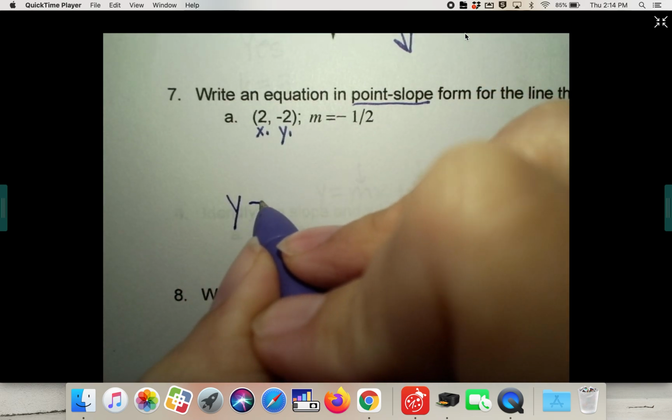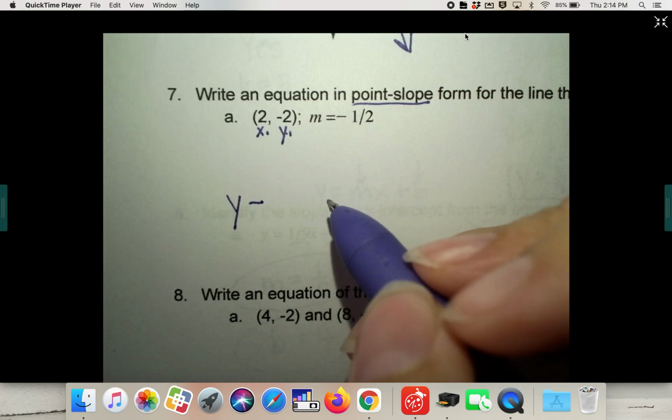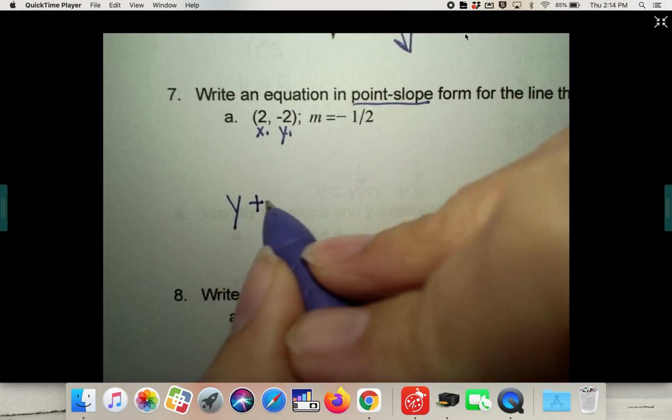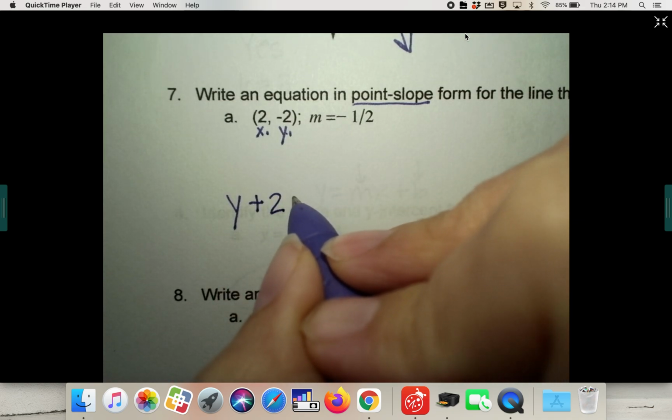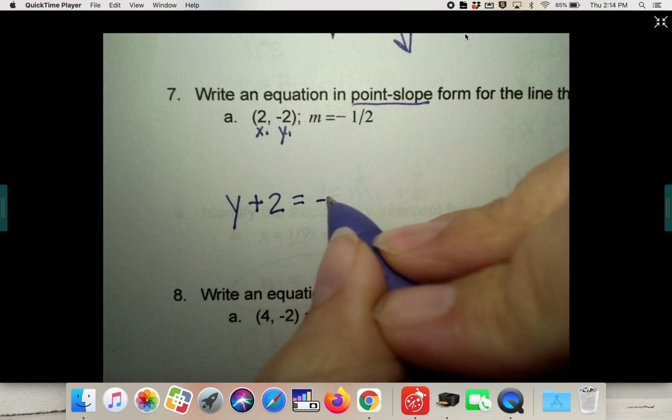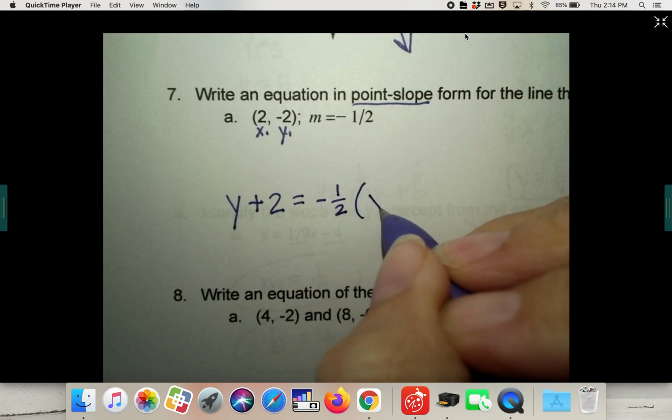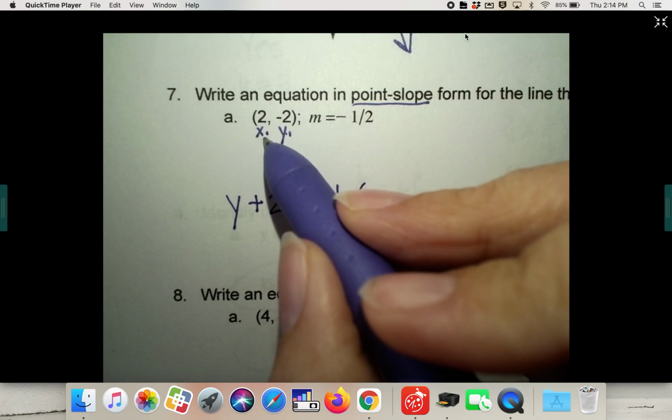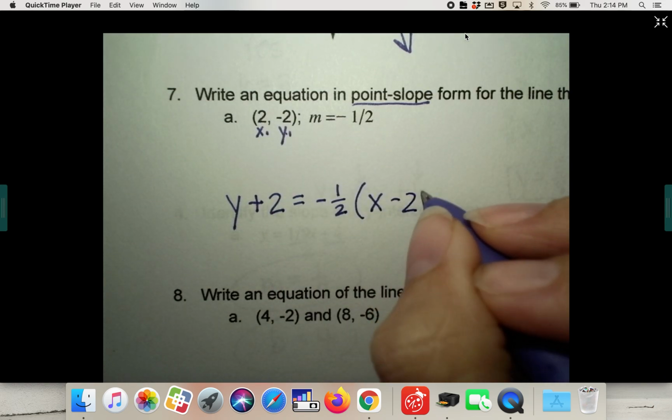Y minus y1, which is already a negative, so another negative would make this whole thing positive, equals the slope, which is negative 1/2, times the quantity x minus my x-coordinate, which is 2. Done.